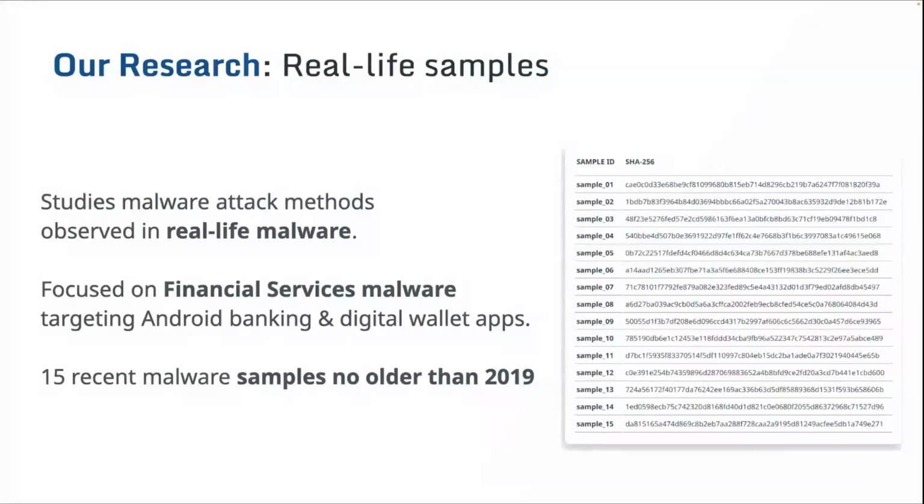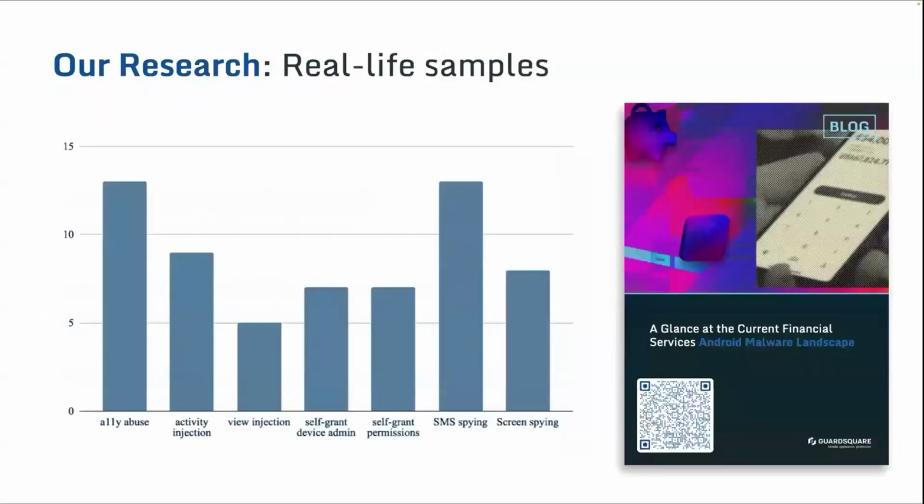In order to understand the malware problem, we conducted our research. We had three main requirements. First, we wanted to study real malware. Second, we wanted malware focused on financial services like wallets or banking applications. And finally, we wanted to collect samples that were recent. So the oldest one was from 2019. In the end, we came up with 15 samples. We also tried to align with the threat intelligence report, focusing on the most common families.